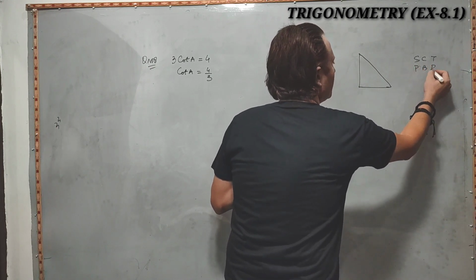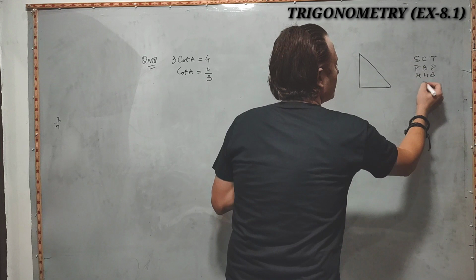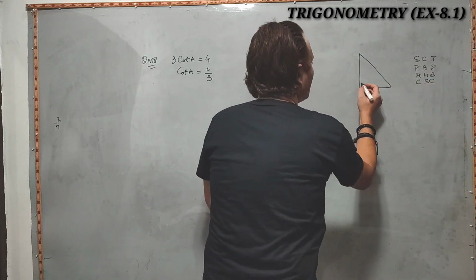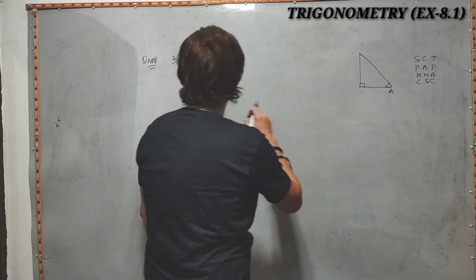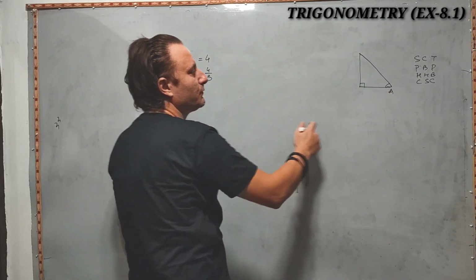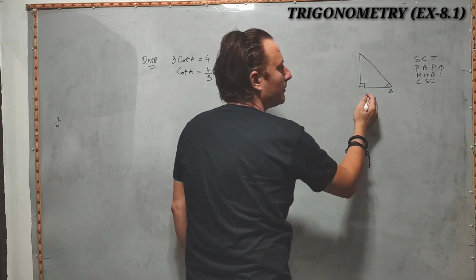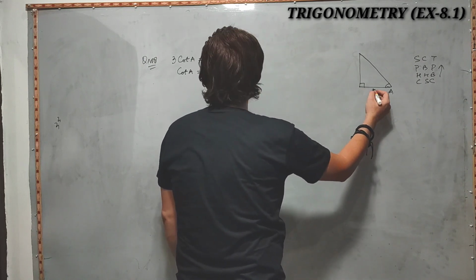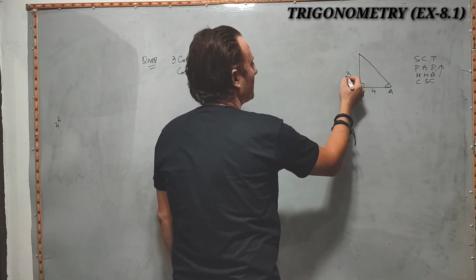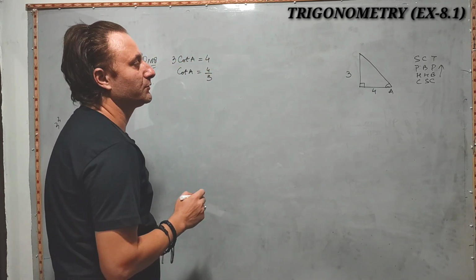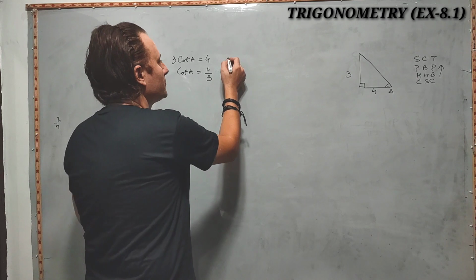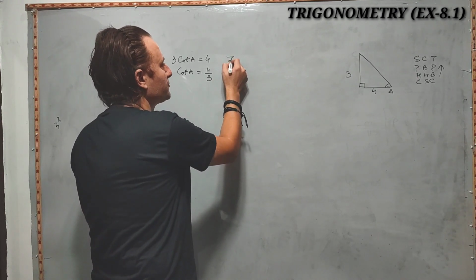P, B, P, H, H, P. And now I have A here, so it says cot A is equal to 4 upon 3. So cot is base upon perpendicular, so we have base and then we have perpendicular. Now what are we finding here? We are trying to find the hypotenuse. So let's find the hypotenuse using Pythagoras theorem.